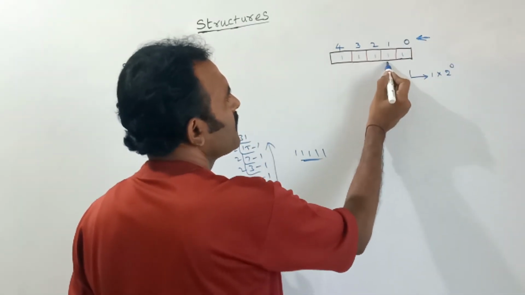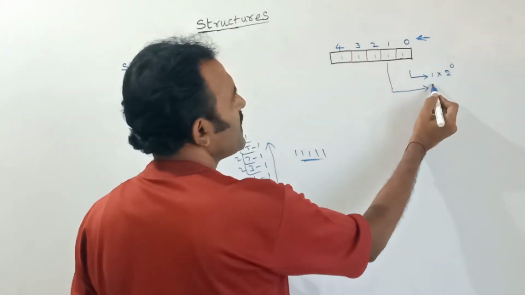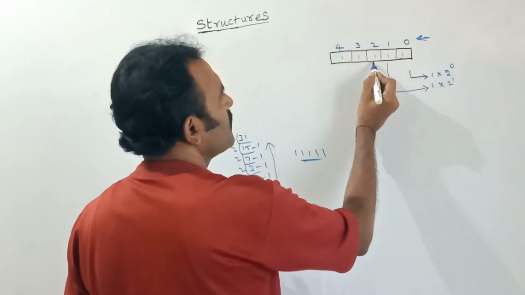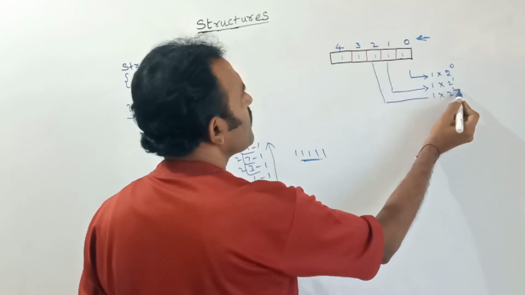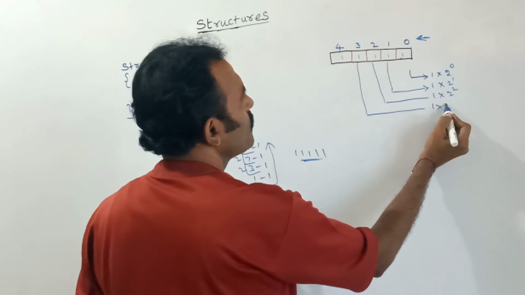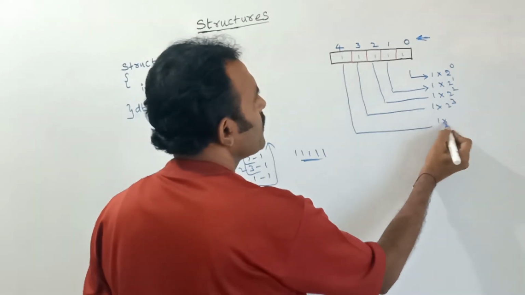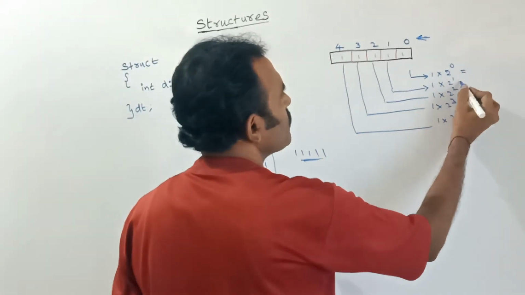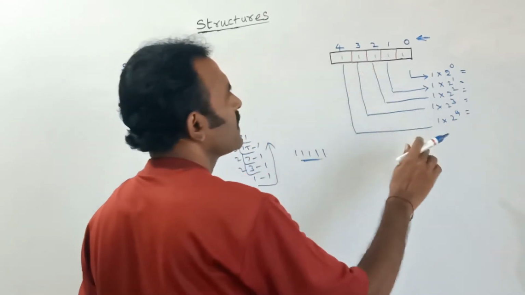Next here, what is this bit value? 1. 1 into 2 to the power 1. Next here 1 into 2 to the power 2. Next here 1 into 2 to the power 3. Next here 1 into 2 to the power 4. So this is the decimal value. See, if you convert binary to decimal, we can convert like this.